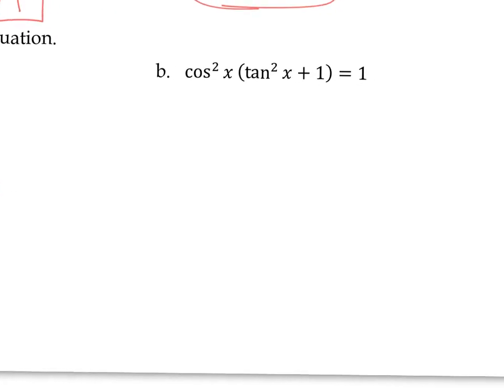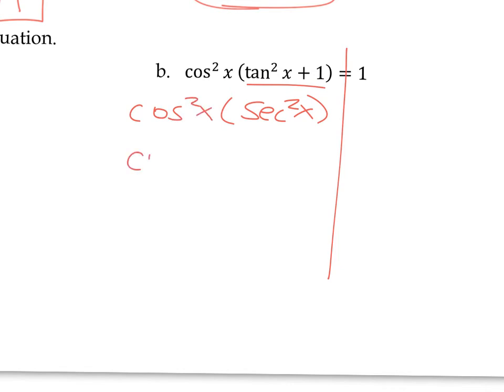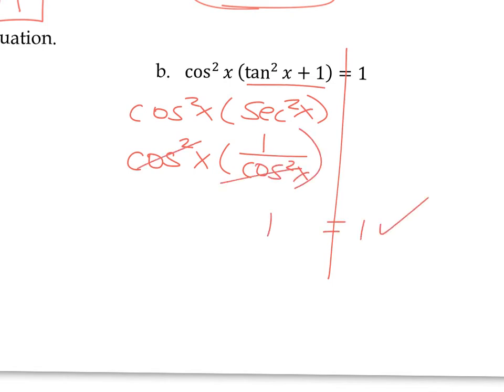If you go over and we look at this next one, you can do this in a bunch of different ways. I'm going to choose the left side to focus on. You can distribute this in if you want, but I noticed tan squared plus 1 is secant squared. So now I have cosine squared x times 1 over cosine squared x. So these cancel out, so I'm left with 1 equals 1.